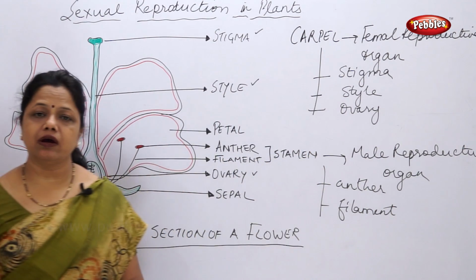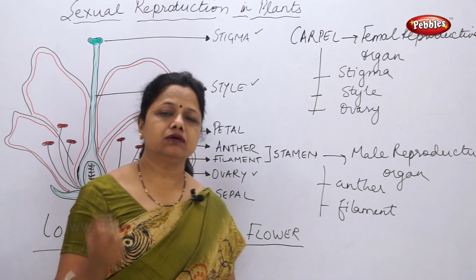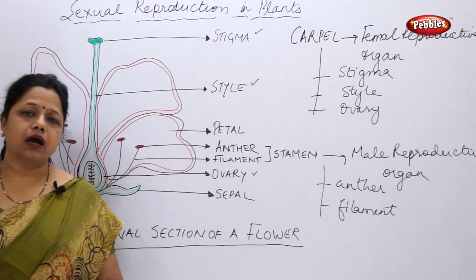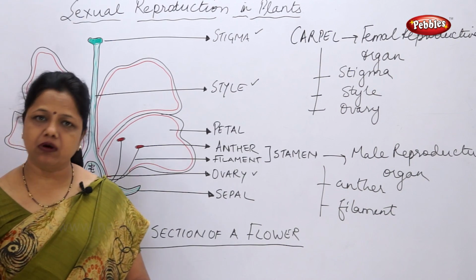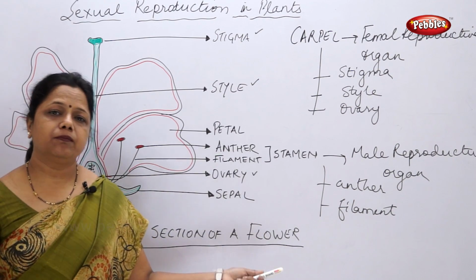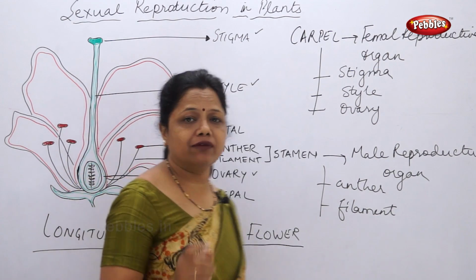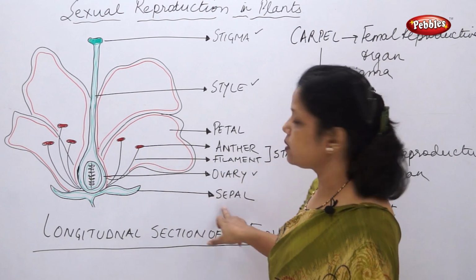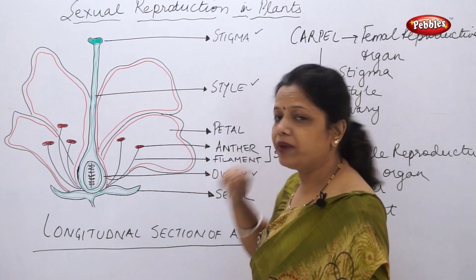All these names you have to learn for 1 mark questions or 2 mark questions which can come. So carpel and the stamen are male and female reproductive organs which have different parts, and these parts each have a different function. Now we are left with petals and sepals. What is the function of petals?